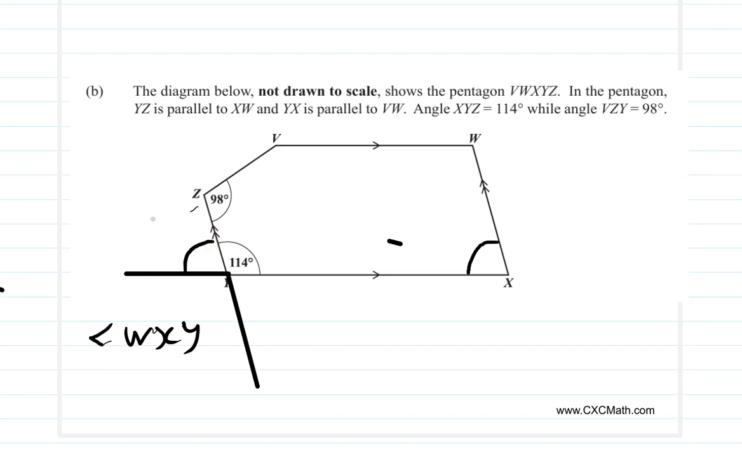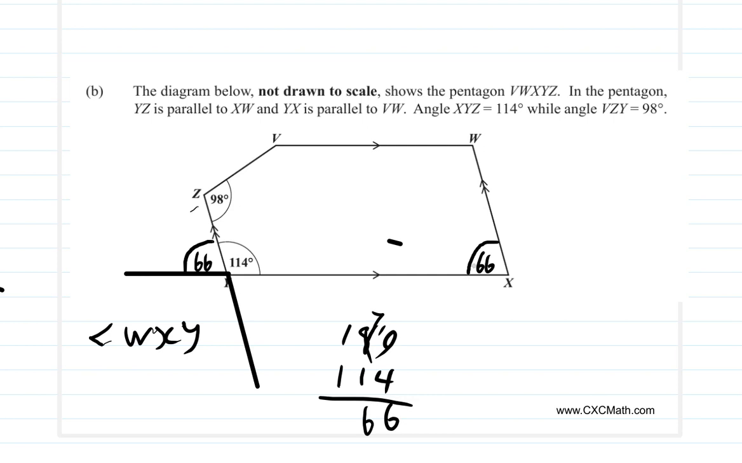So let's calculate it. 180 minus 114. Let's do that calculation. This is 66. So it's 66 degrees. Alright? So therefore, this is 66 degrees.